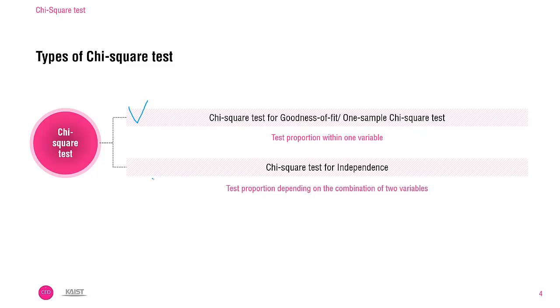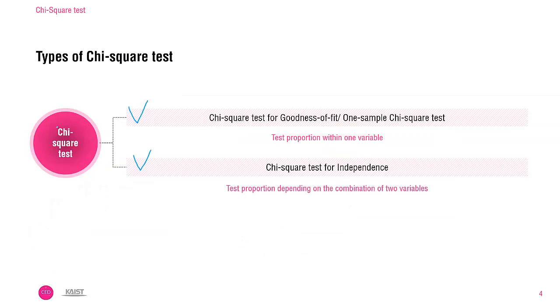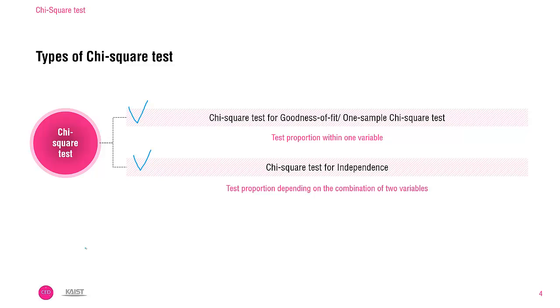On the other hand, like the case of gender and degree program, we can have observed frequencies divided by the cross tabulation defined by two variables, gender and program. The chi-square test for independence is examining whether the variables are statistically independent or not.